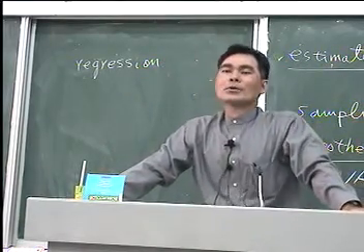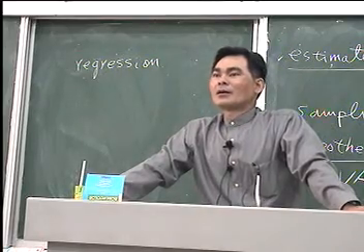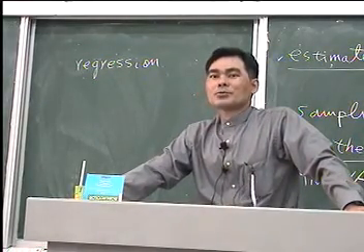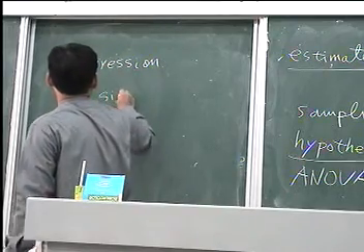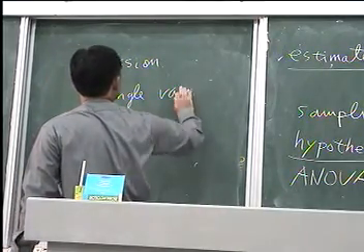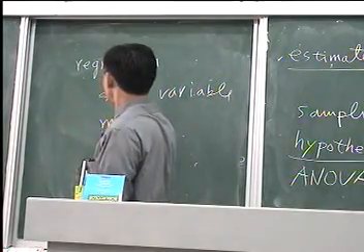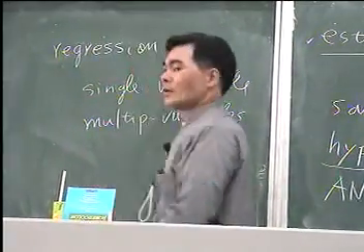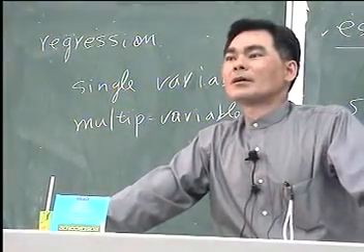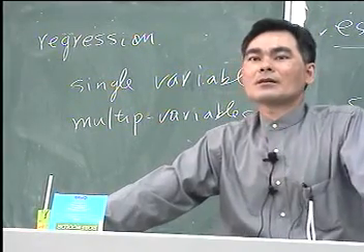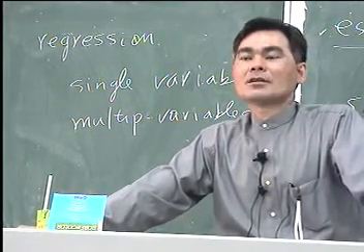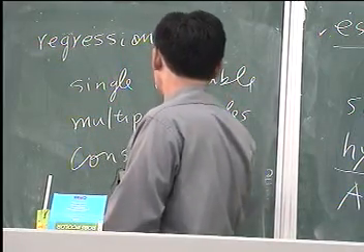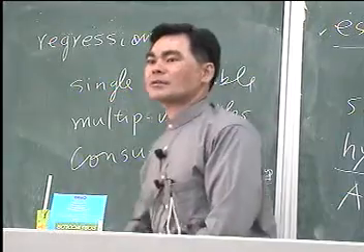Regression, I don't know whether we will be able to cover it or not, but I'll try my best to discuss some points of it. Regression, we have 2 types. One is single variable, and one is multiple variables. Probably if you have taken economics, especially macroeconomics, then you will know the consumption function. There are several kinds of consumption function.